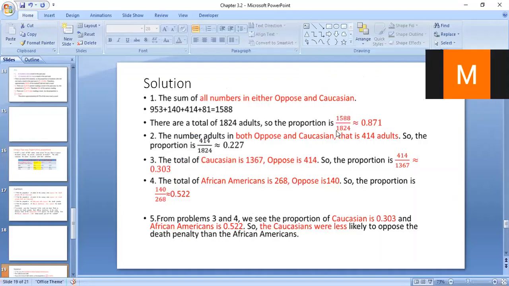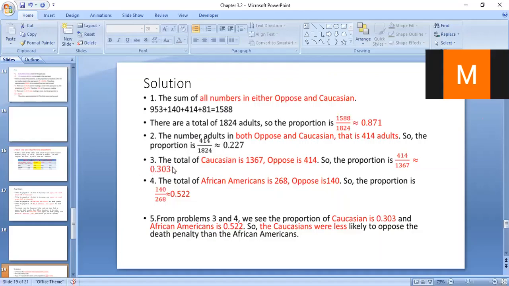1,588 divided by 1,824 is 0.871. Any question about the "or" and "and"? Or you add together and you just find the common.